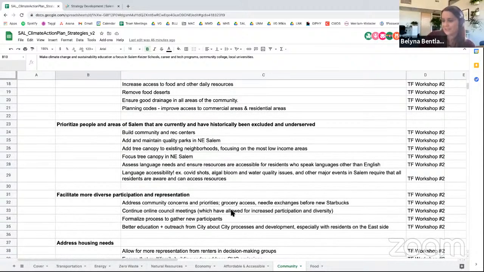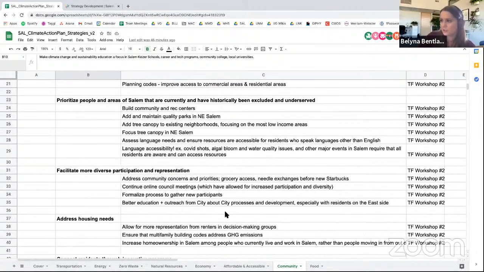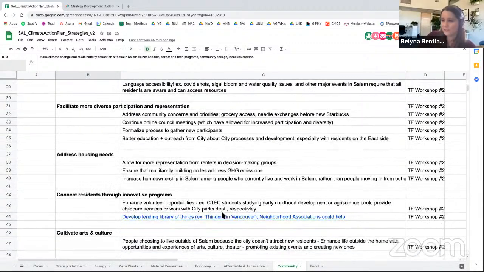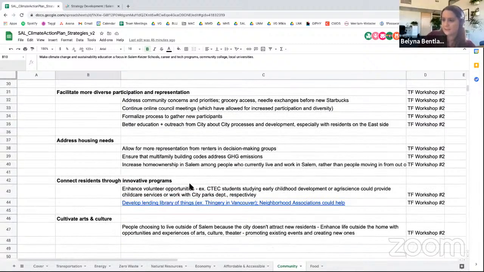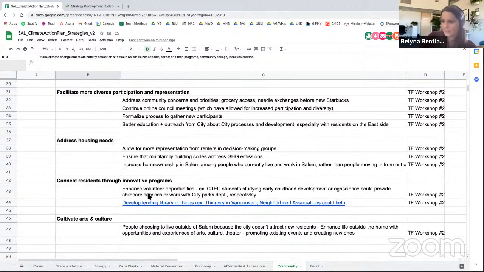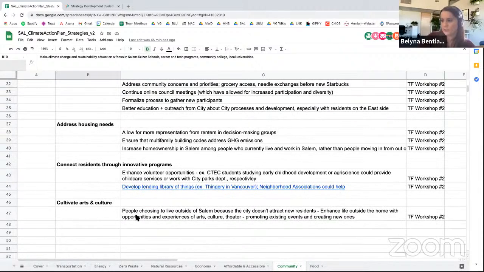Again, language accessibility and access, professional translation services, making sure people know where to go for information, no matter what language they speak primarily. And then again, facilitation and representation of more diverse residents in the city, addressing housing needs, and connecting residents through innovative programs. So not only programs like this Library of Things in Vancouver, Canada, where people can share resources, but it also helps build social resilience. So we get to reduce waste, reduce emissions, but also we get to know each other and build a stronger community network.